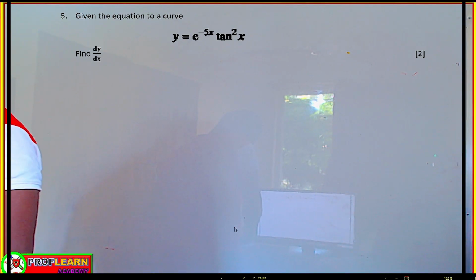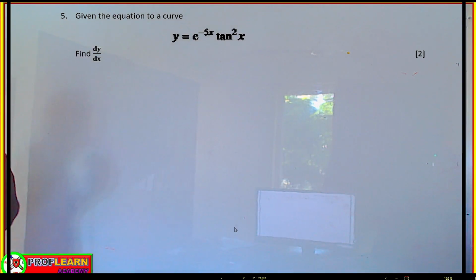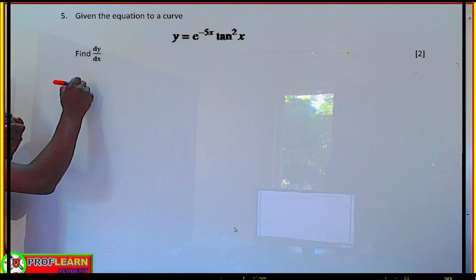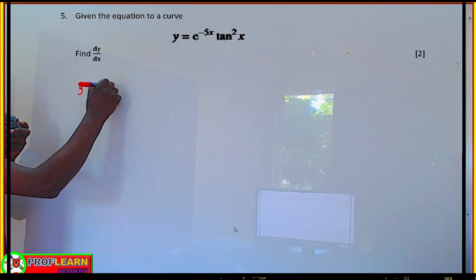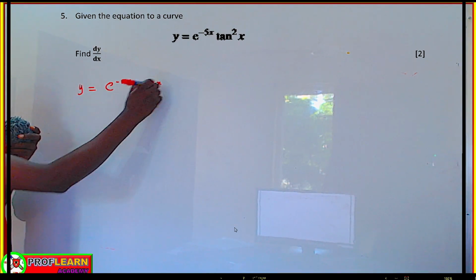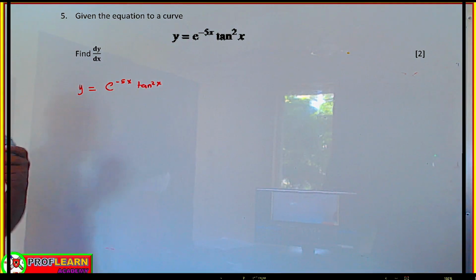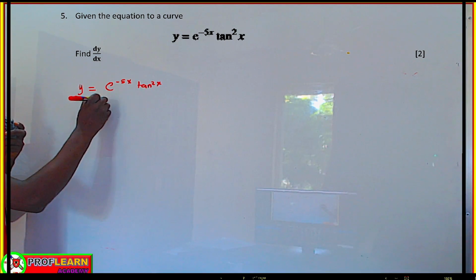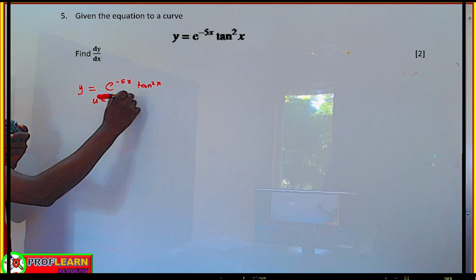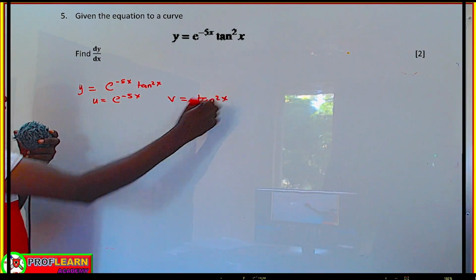At this point, we are going to use the product rule, because we are given y equals e to the negative 5x tan squared x. This means our u is going to be e to the negative 5x, and our v is going to be tan squared x.